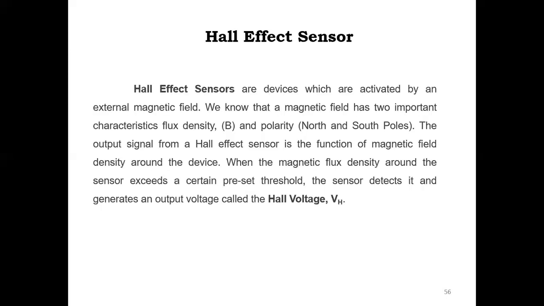Hall effect sensors are devices which are activated by a magnetic field. We know that a magnetic field has two important characteristics: flux density and polarity. The output signal from the Hall effect sensor is a function of the magnetic field density around the device. When the magnetic flux density around the sensor exceeds a certain preset threshold, the sensor detects it and generates an output voltage called the Hall voltage.